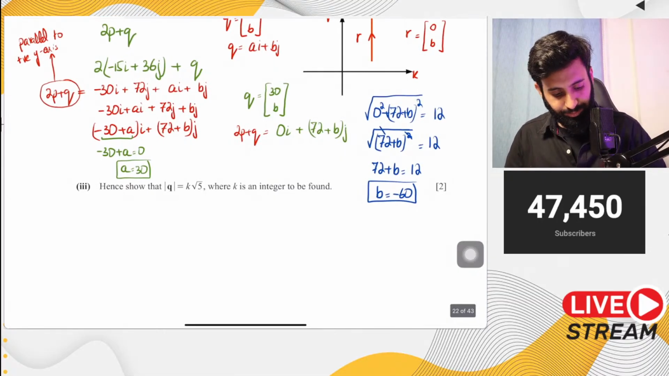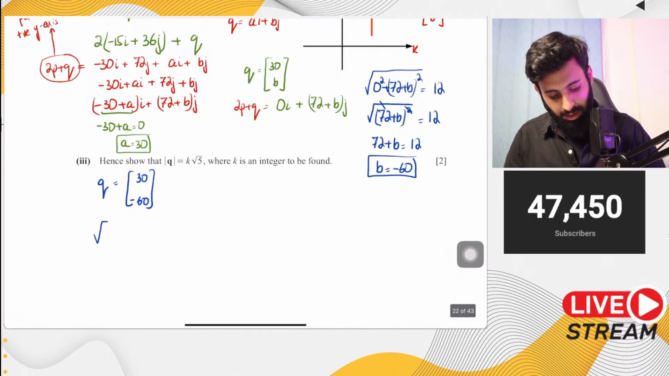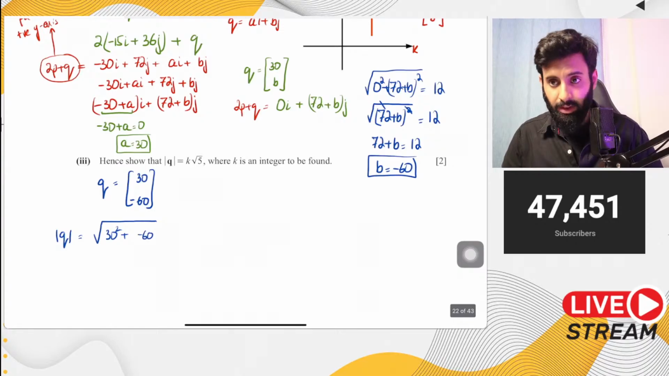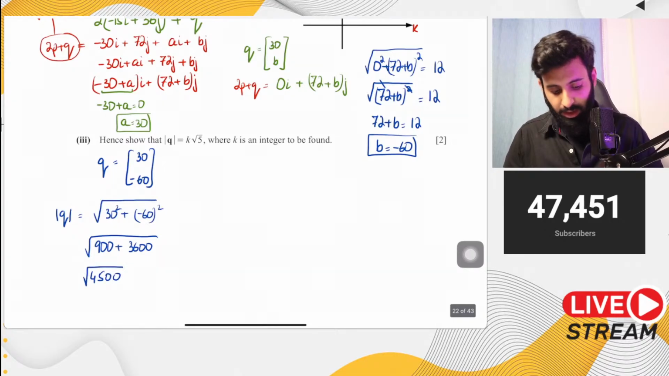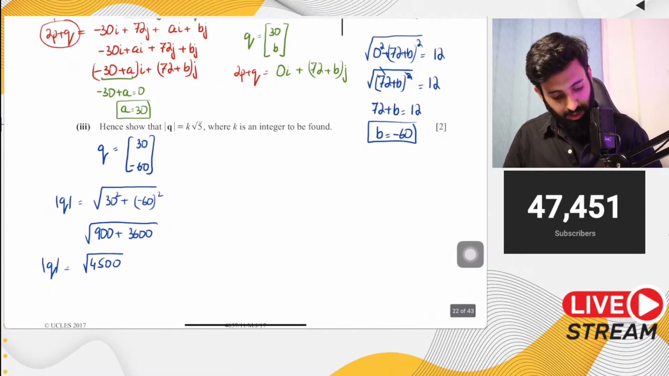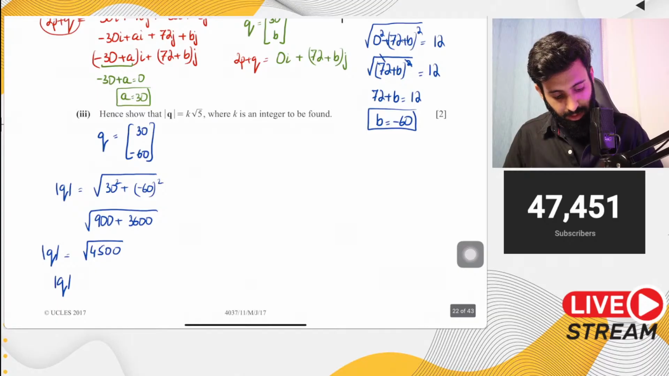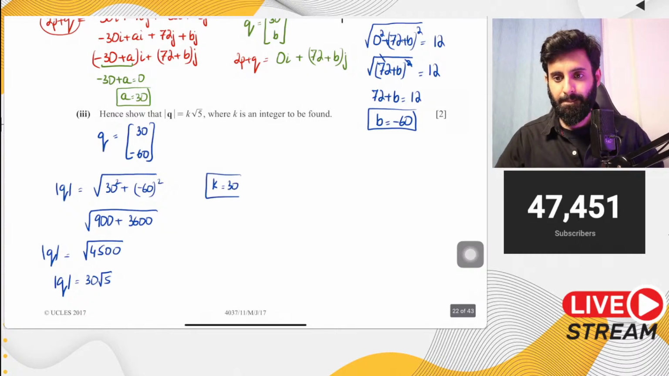Okay, now that we know what vector q is, we know that vector q is 30 and minus 60. Now we need to find out its magnitude. So let's do that. 30 square plus minus 60 square. So 30 square is what? 30 square is 900. 900 plus 3600 inside the square root. So that's going to be equal to 4500. If you take the square root of 4500, what do you get? You should end up with something like what the question says. So 30 under root 5, yep, that's correct. So the magnitude of q is equal to 30 under root 5. That means k is equal to what? k equals 30. Okay, there you go.